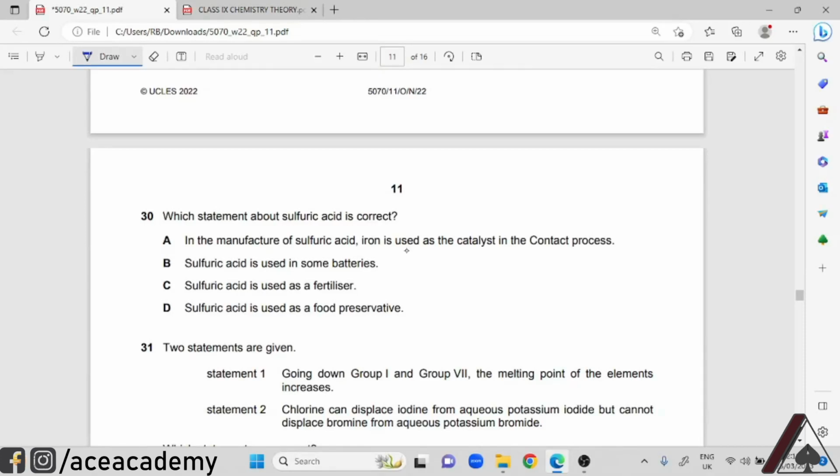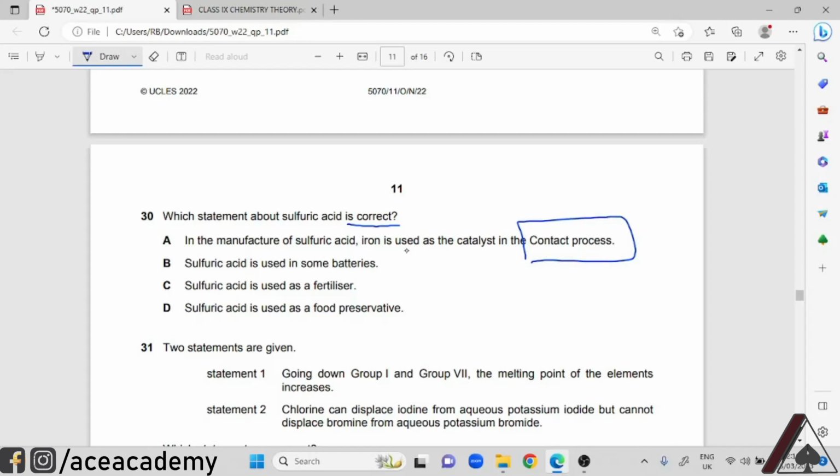Which statement about sulfuric acid is correct? In the manufacture of sulfuric acid, iron is used as a catalyst in the contact process. This option is wrong because we know that in the contact process we use vanadium(V) oxide as the catalyst and not iron. We use iron in the Haber process.